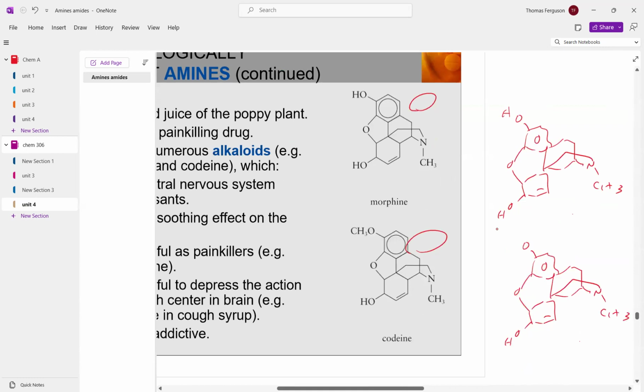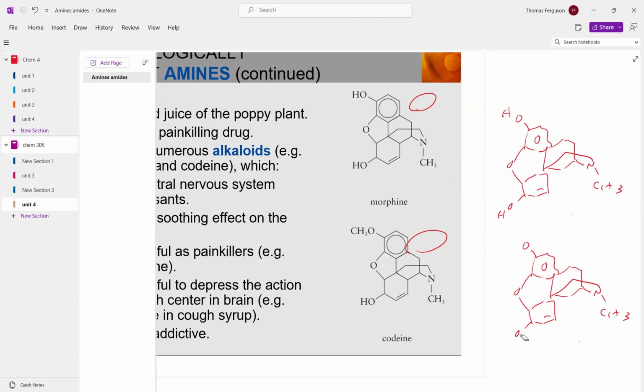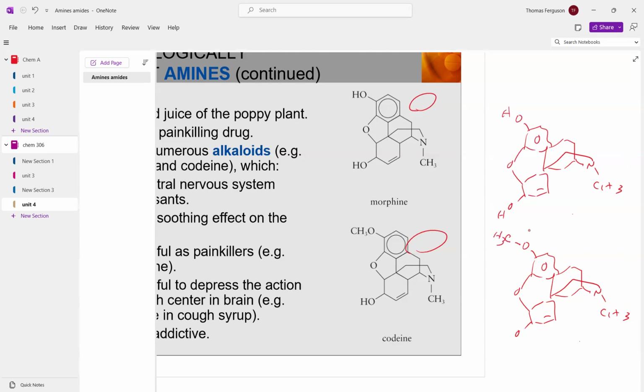So this is how you make heroin. You take those two OHs and convert the H to a methyl group. This is now heroin. That's how you make heroin.